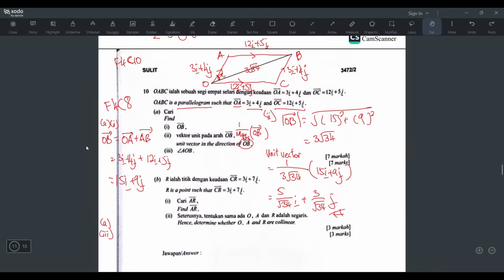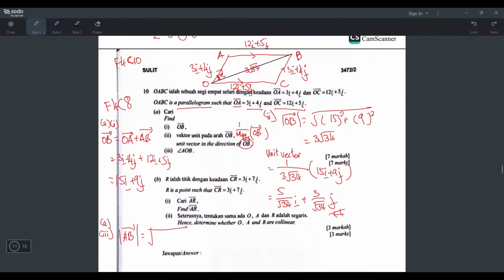That's the only way. But before using the cosine rule, I need to have all 3 sides of this triangle. I already know this side, the magnitude of OB, but I need to find the magnitude of AB. So it will be square root, bracket square plus bracket square, and the brackets will be the numbers before ij. So 12 squared plus 5 squared. Okay, this one you press and you get 13 units. Next one is to find the magnitude of OA.